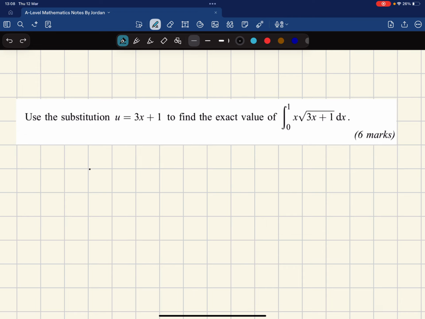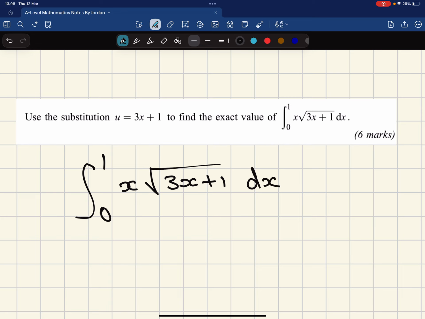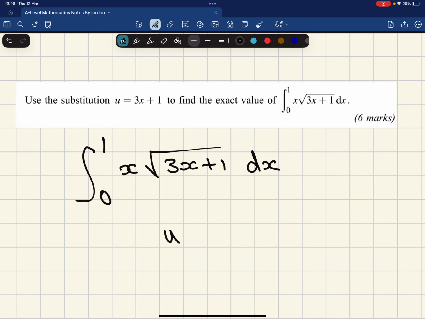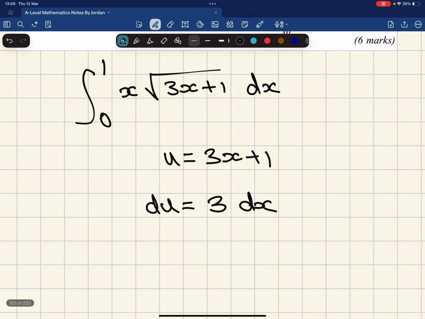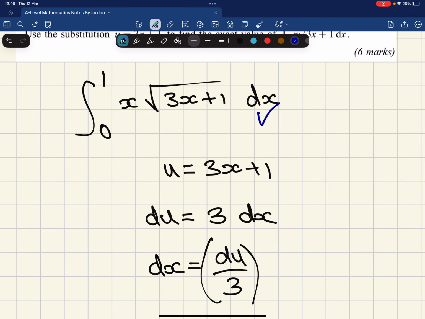So test yourself on this. So we have the integral from 0 to 1 of x times the root of 3x plus 1 with respect to x. Substitution in this case is u equals 3x plus 1. This will go to du equals 3 dx. And remember, to get dx, we'll divide by 3. So that's got me that sorted. I've got my 3x plus 1 sorted there.